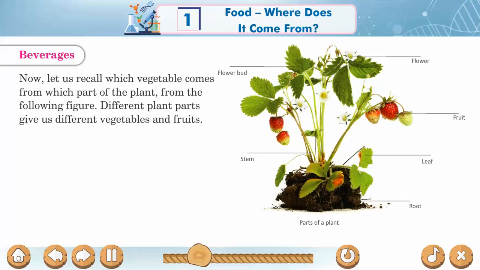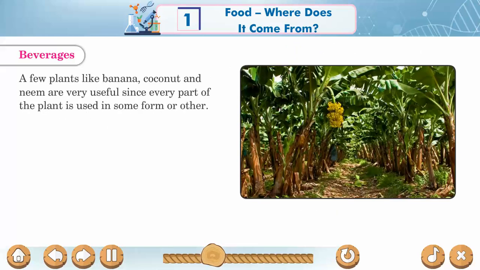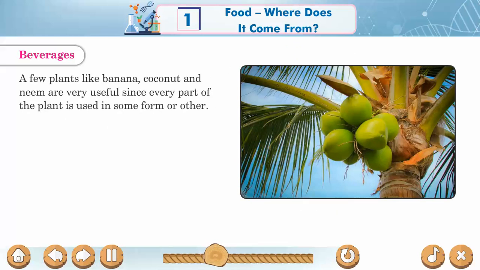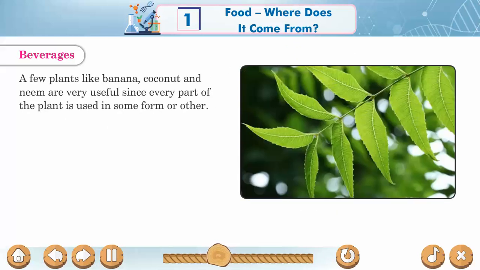Now, let us recall which vegetable comes from which part of the plant from the following figure. Different plant parts give us different vegetables and fruits. A few plants like banana, coconut and neem are very useful since every part of the plant is used in some form or other.